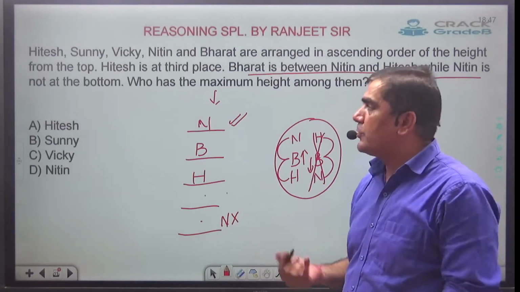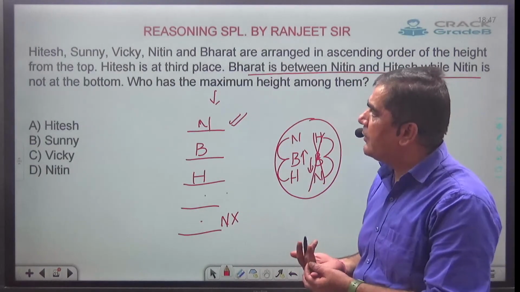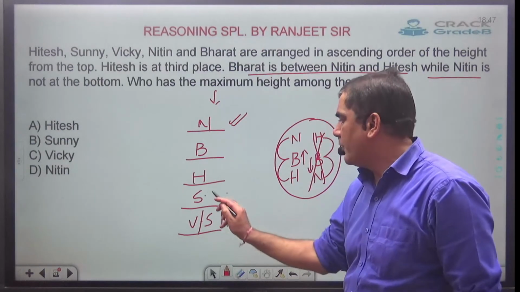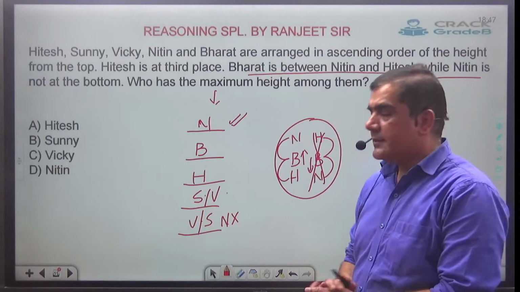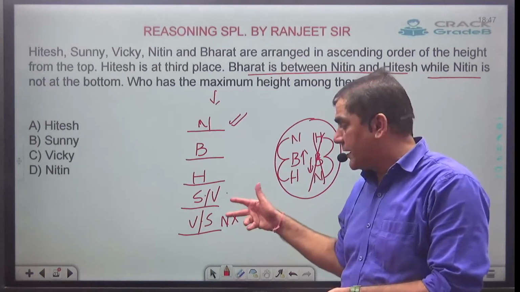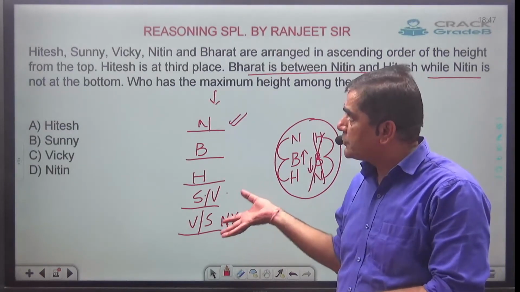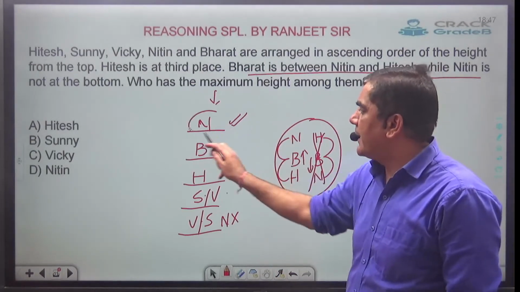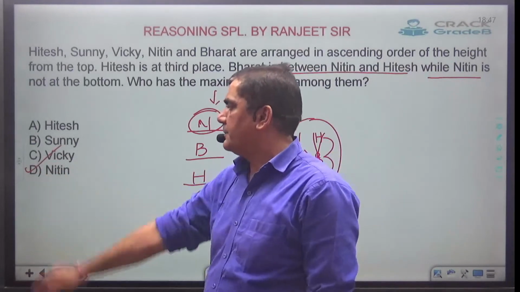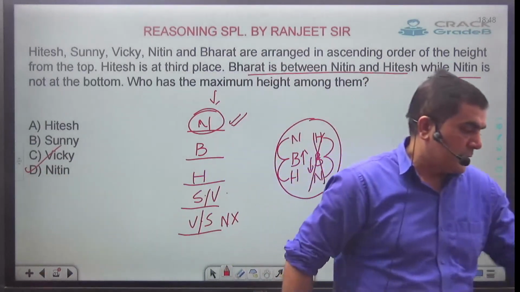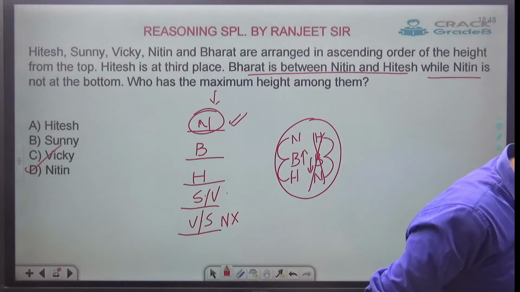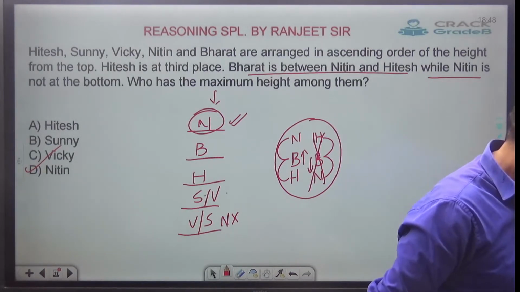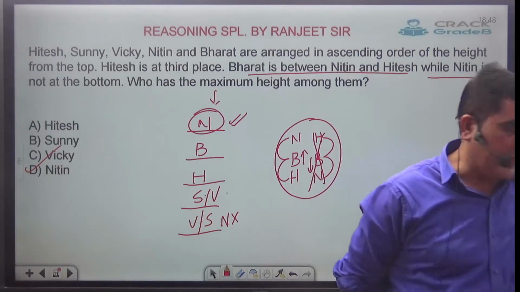These two places are not confirmed. It can be either what? Sunny or it can be Vicky. So Sunny can be over here, Vicky can be over here, or Sunny can be over here, Vicky can be over here. They have not given any clue for the shortest person. Okay, so now they are saying who has got the maximum height, so my answer will be Nitin, D. Clear? Anyone, any problem? Okay, done.